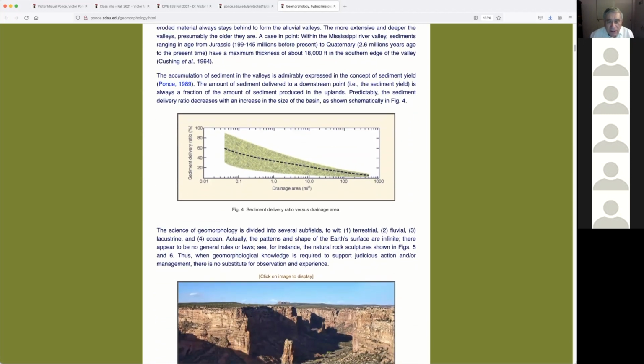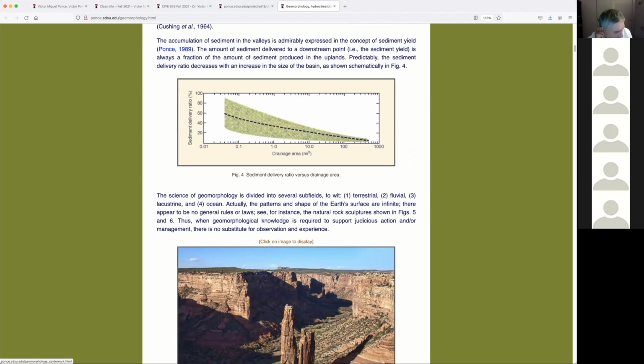This is an interesting graph that I pulled out of one of the government publications. I believe it was SCS, one of the SCS publications, or NRCS. This tells us that the delivery ratio is a function of the drainage area. The larger the drainage area, the less sediment is delivered, because the sediment has a tendency to stick around and stay and form the valleys.